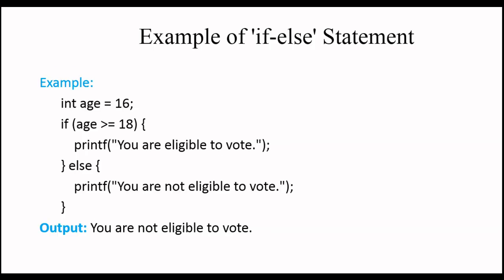Now let's see the example. Suppose we have taken a variable age is equal to 16. Now we have taken the condition if age is greater than or equal to 18, then printf you are eligible to vote, and else in second block we have written printf you are not eligible to vote. So as per this program we have taken age is equal to 16, so the first condition in the if is false, therefore the second block of the code will be executed.